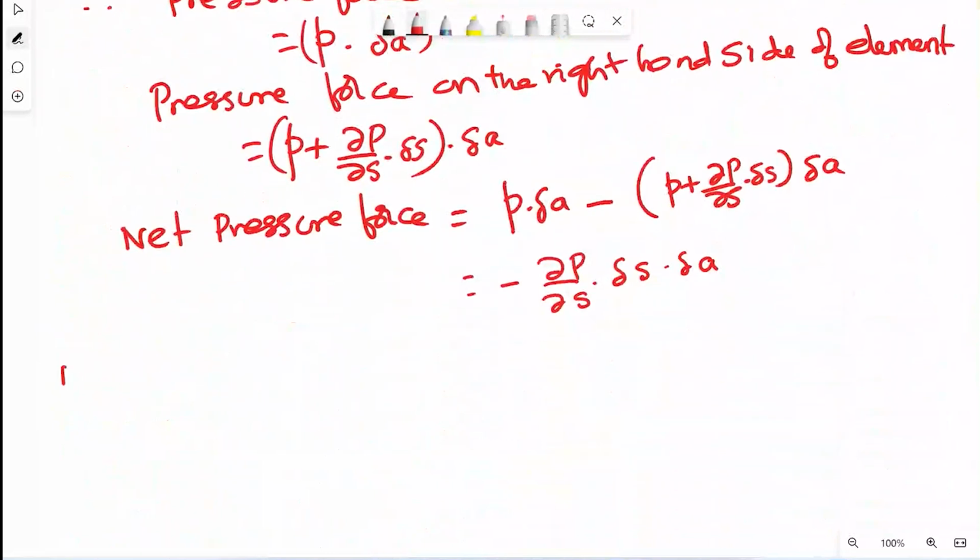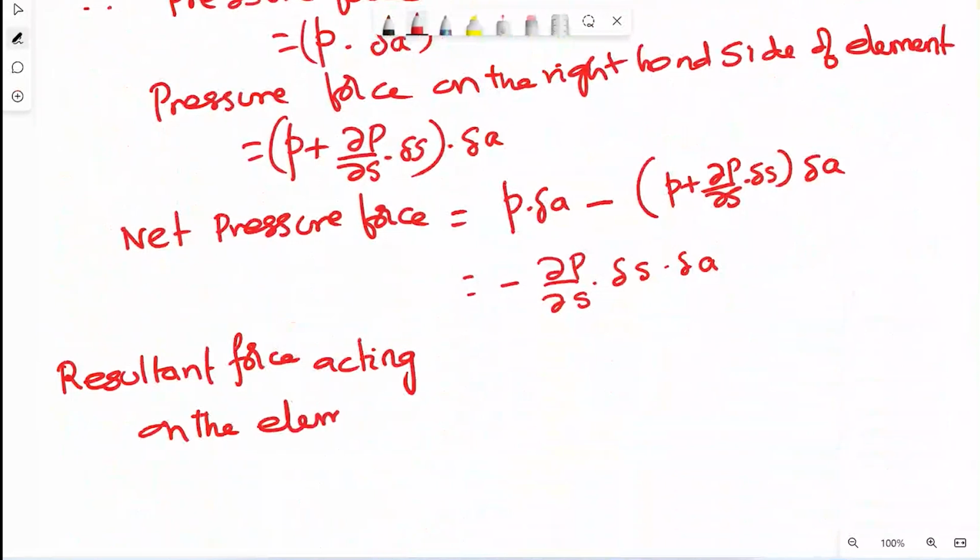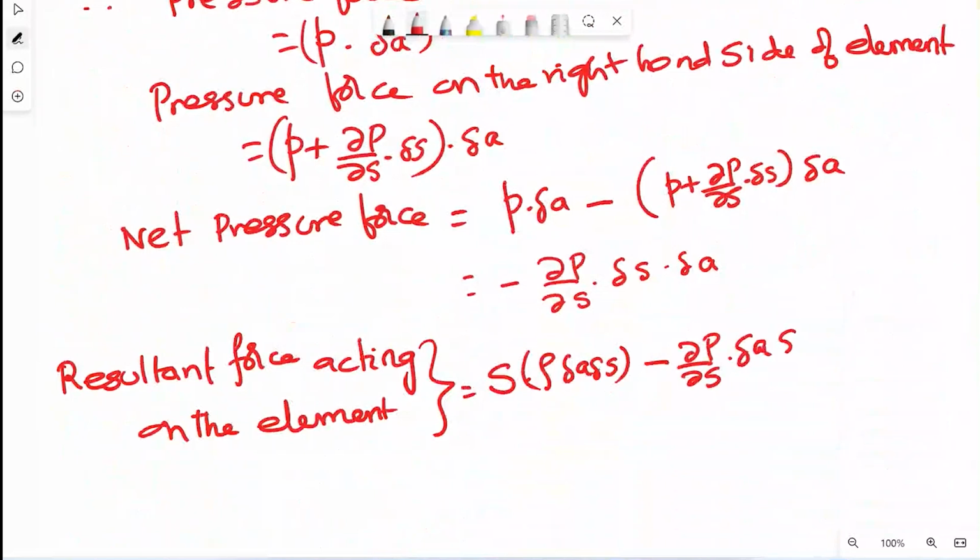So the resultant force acting on the element is equal to, first, the body force, that means the gravity force component, S into rho into delta A delta S, which we have already done, minus dou P by dou S into delta A delta S. This is the thing, right?